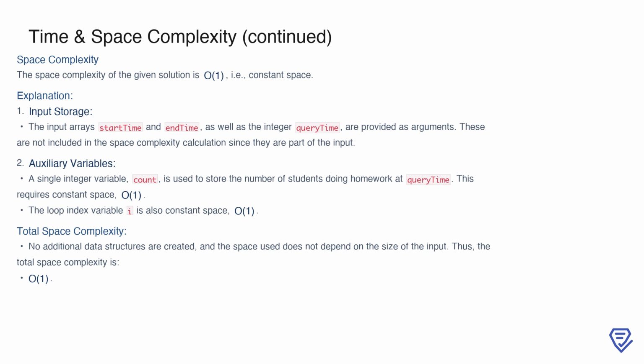Within the function, we use a single integer variable, count, to store the result, which requires constant space. Additionally, the loop index variable, i, is another constant space variable. Since no other memory is allocated and the space use does not depend on the size of the input, the total space complexity is O(1).